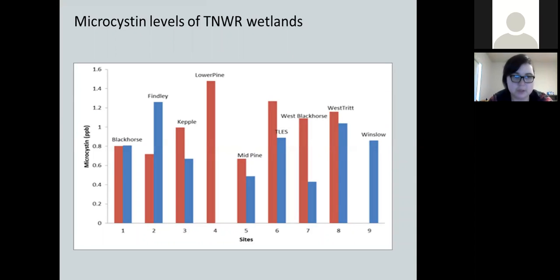Based on our data, there were microcystin concentrations around Turnbull wetlands. It ranged between 0.49 parts per billion to 1.48 parts per billion. This is relatively low compared to other previous experiments throughout different lakes and rivers, such as the EPA experiment of Lake Ontario that was 1.6 to 10.7 parts per billion.